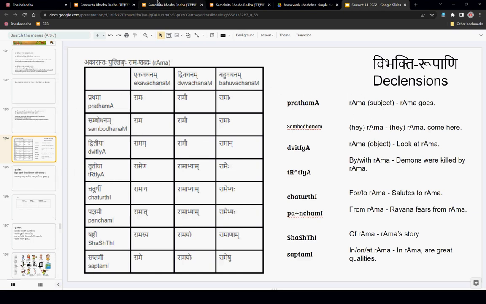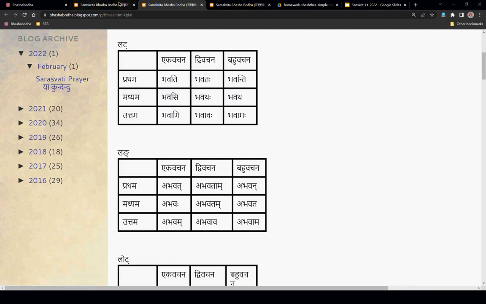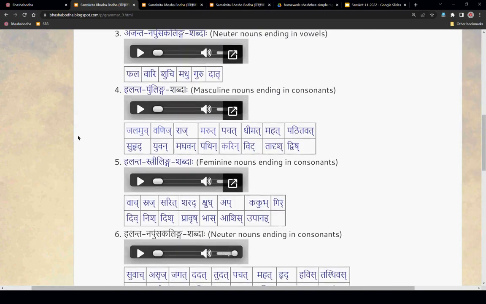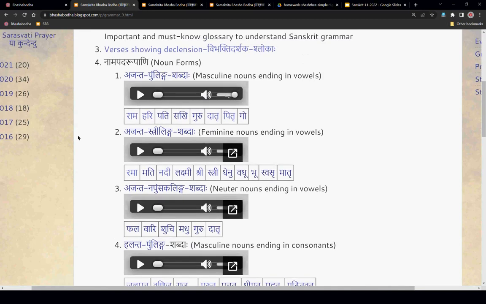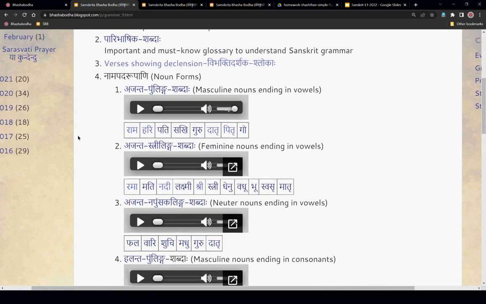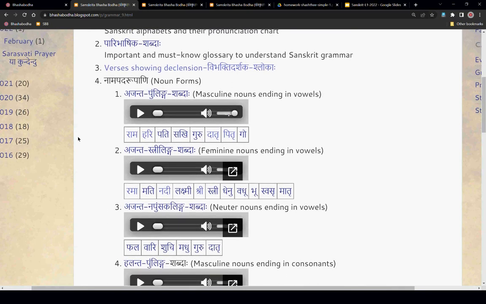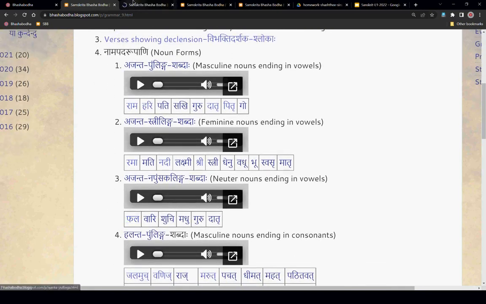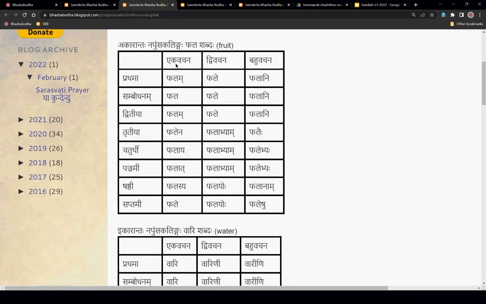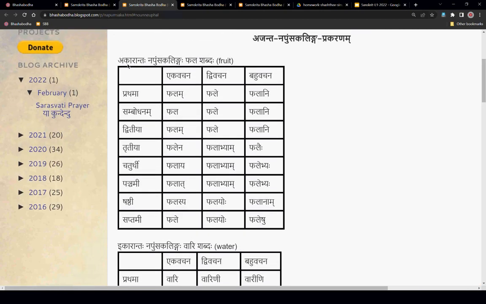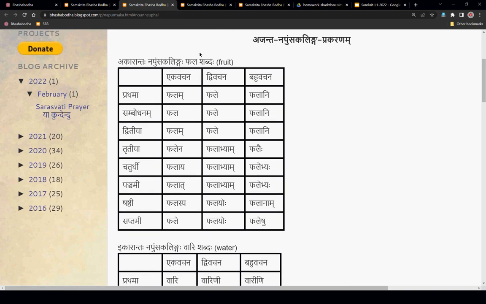Napunsakalinga. So we'll have to take a look at the Napunsakalinga words, where the Pratipadikam ends in A, like Phala. Phala is Napunsakalingam ending in A. Similarly, Pustaka is also ending in A, Vana ending in A, Jala ending in A. What else ends in A in Napunsakalingam? Gruham, Gruha and Vimana.